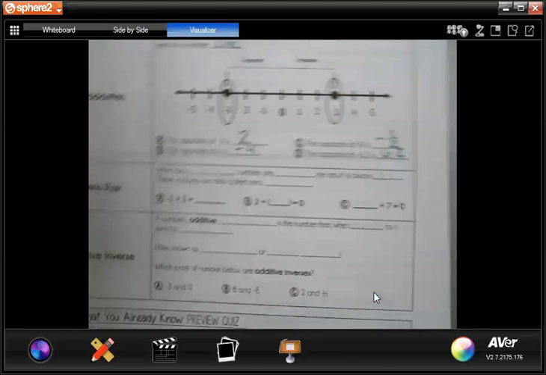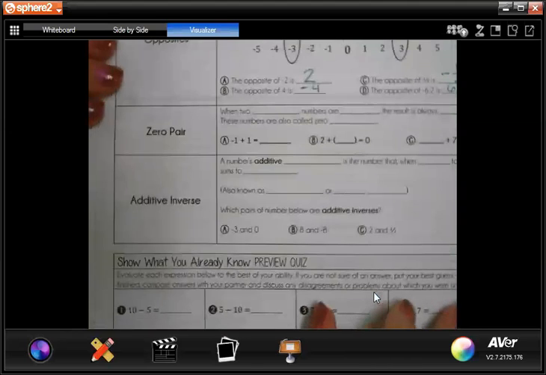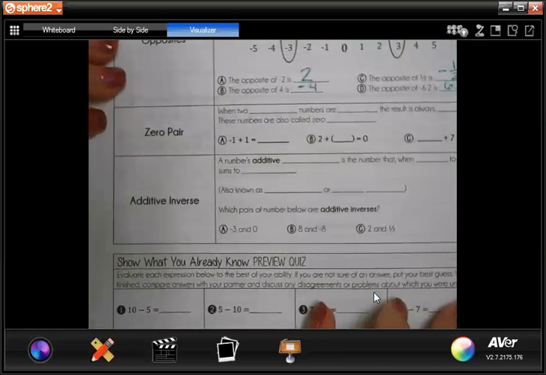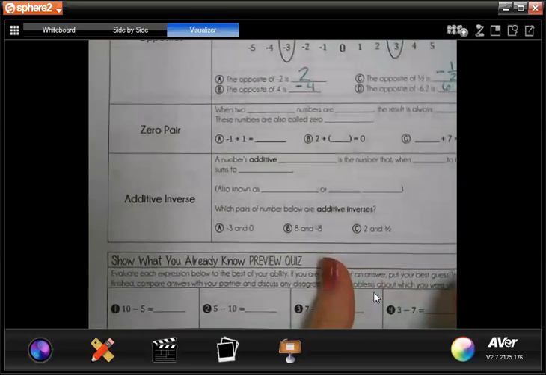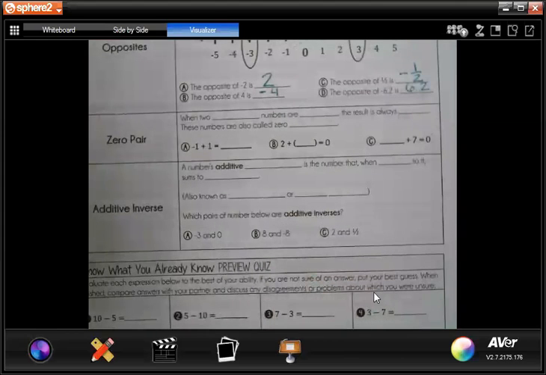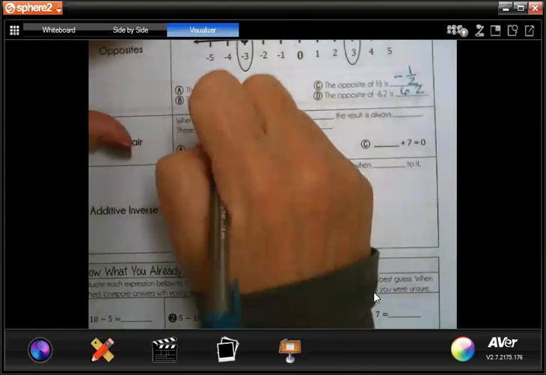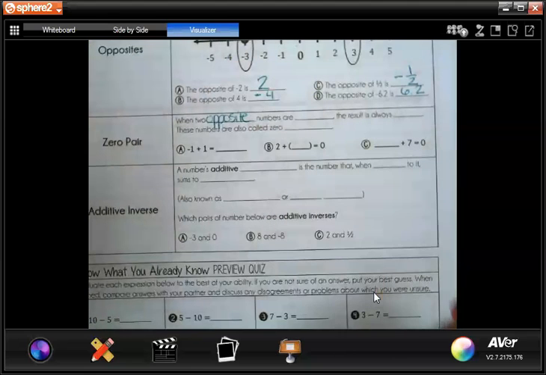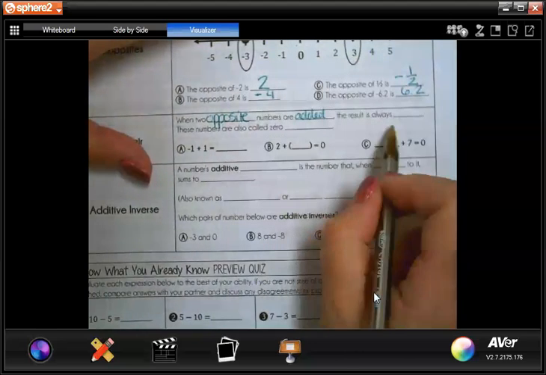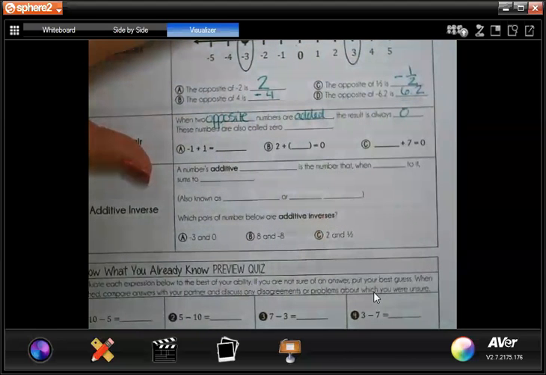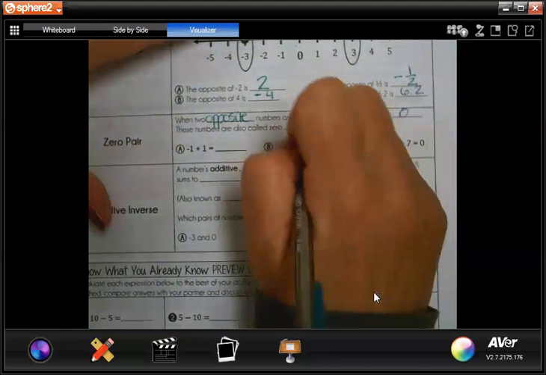Okay. Now, 0 pairs. This is actually super, super, super important. So 0 pairs means what numbers can you add together that zero out? Well, opposites do that. So when two opposite numbers are added, the result is always 0. These numbers are also called 0 pairs.